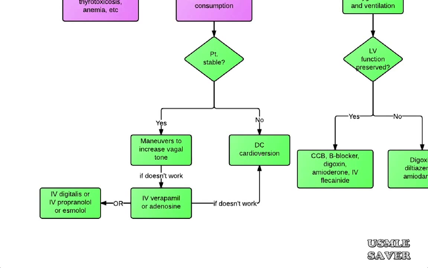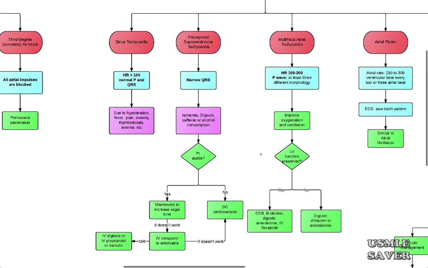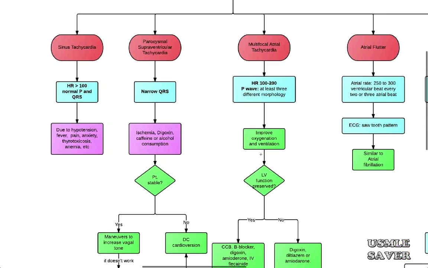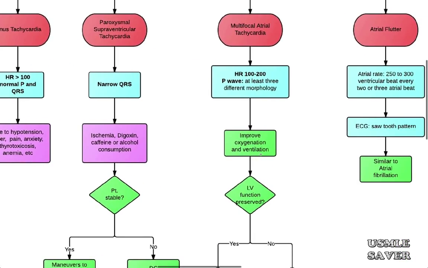Alright, now let's move on to multifocal atrial tachycardia, or MAT. These are mainly due to some kind of respiratory problems. Your keyword for EKG is at least 3 different types of P wave, and heart rate is 100 to 200 beats per minute. So remember, 3 different types of P wave.